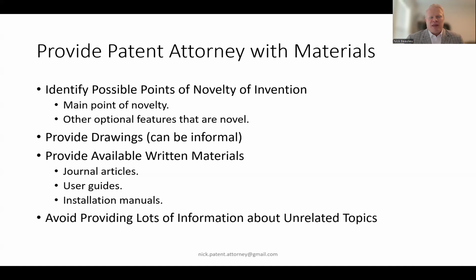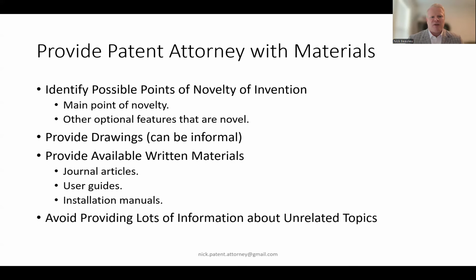So then once you identify the point of novelty, you should clearly provide those materials to the patent attorney. So you can identify what you think the point of novelty is. You can identify other optional features that you think are novel. Then you can provide drawings. They don't need to be formal. It can be hand-drawn on a napkin. It can be like in the paintbrush application. The more drawings, the better.